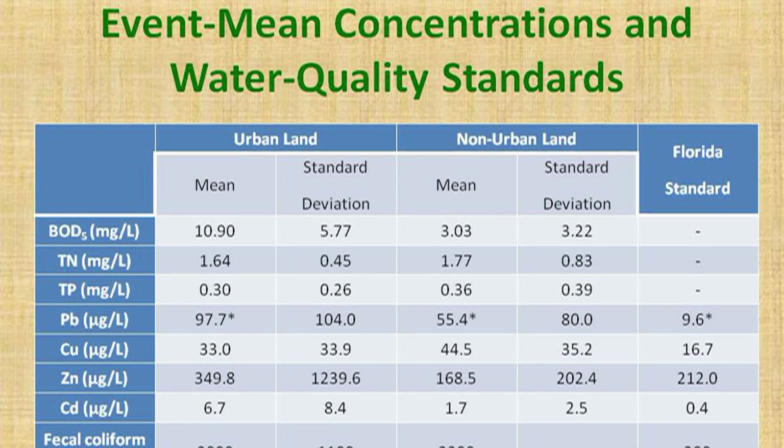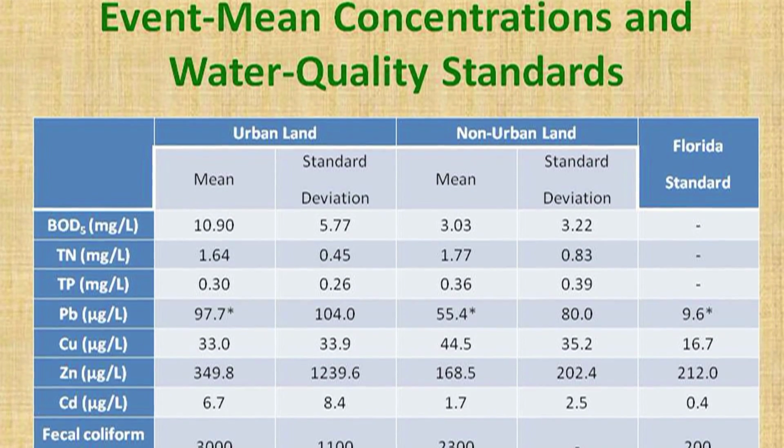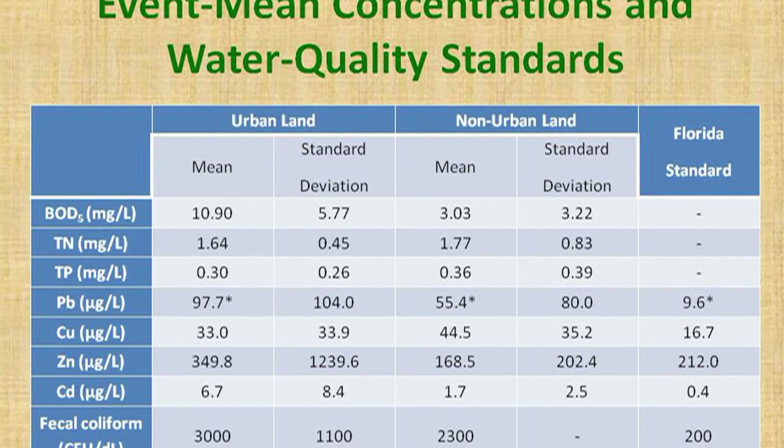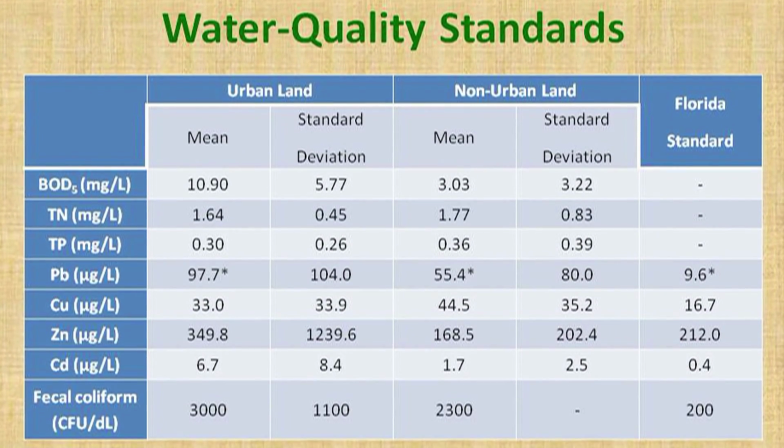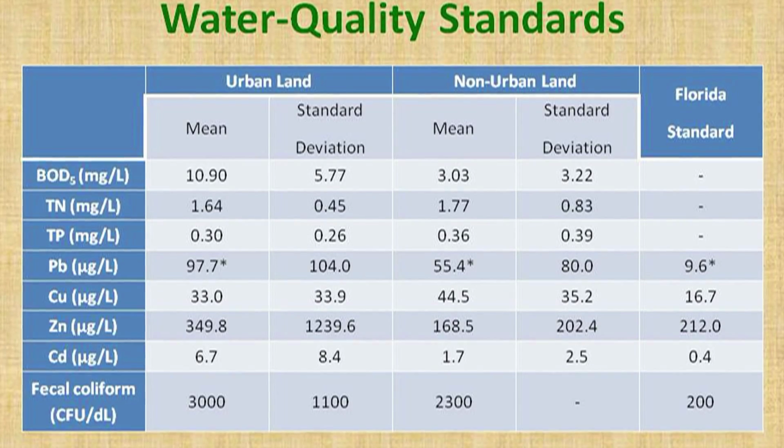Here's a summation of all of the data that we used. We have a mean and standard deviation for the constituents and the land uses that we analyzed and plugged into the model, and then here are the Florida standards. The ones that we do not have numerical values for are there because the water quality standards did not have numerical values. And now I'm going to turn the floor over to Jeff, who's going to talk about the model itself.